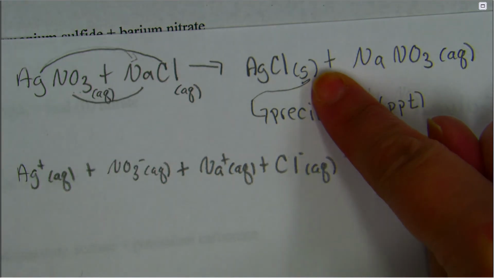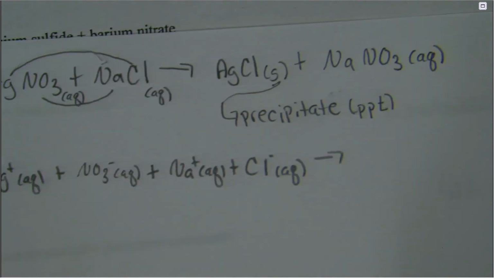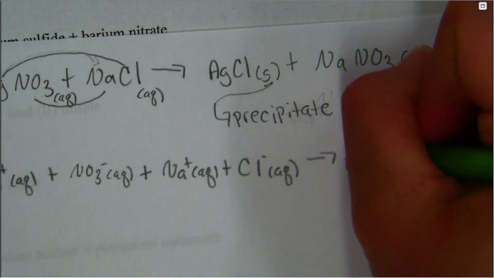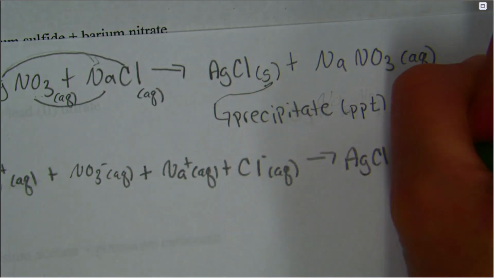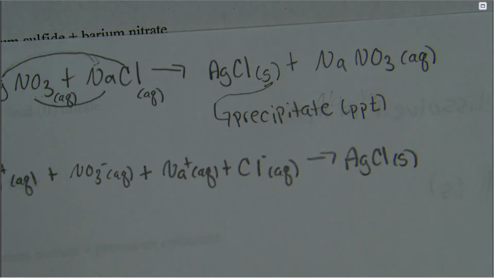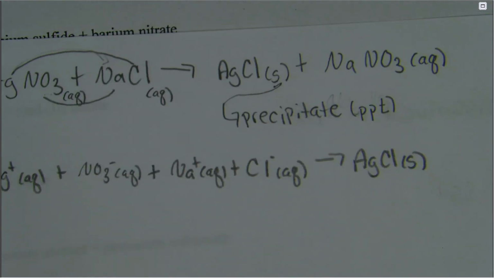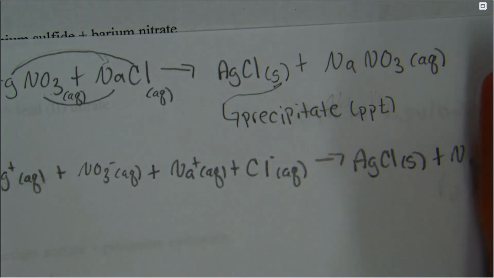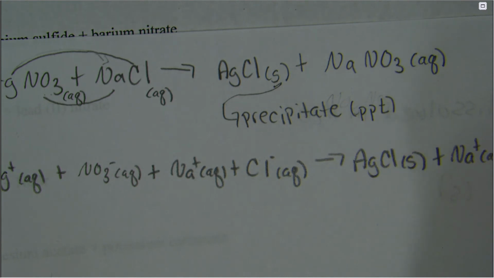Solids, liquids and gases cannot be broken apart. Solids, liquids, and gases cannot be broken apart. It is just the aqueous. So then we have sodium and we have nitrate.